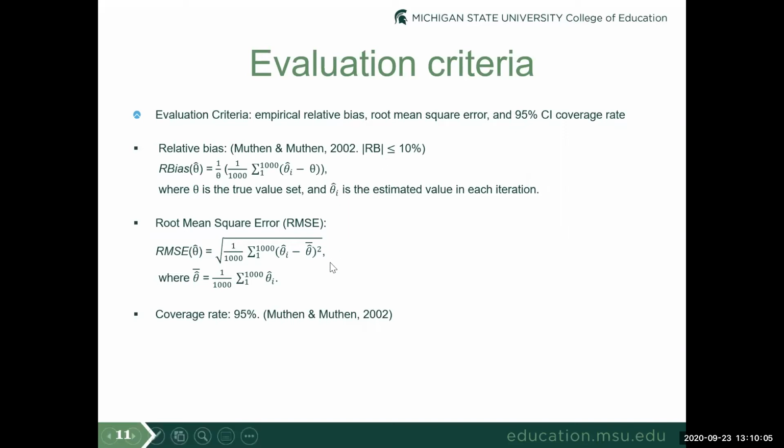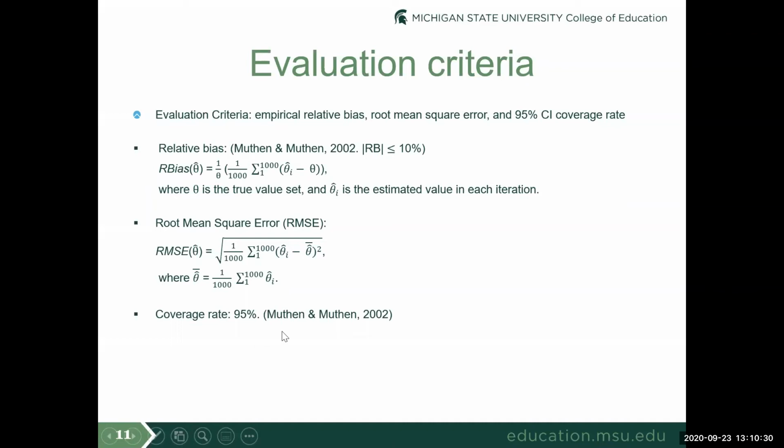The root mean square error is defined as this. The root mean square error tells us how far the approximation will be from the true value on average. The smaller the better. The smaller the root mean square error is, the better the estimation is. The quality is higher.